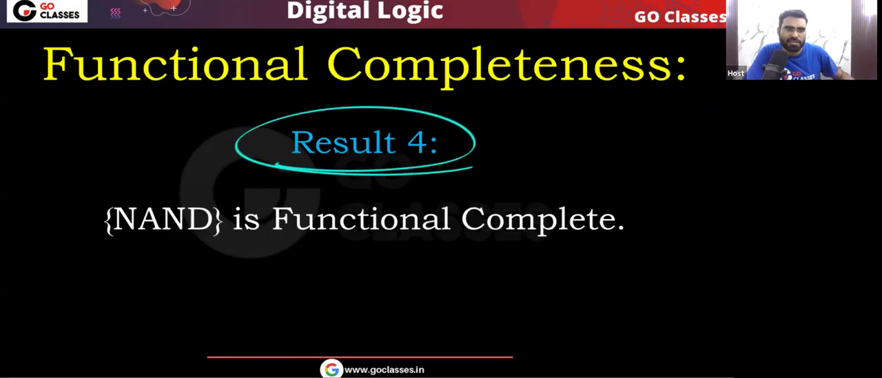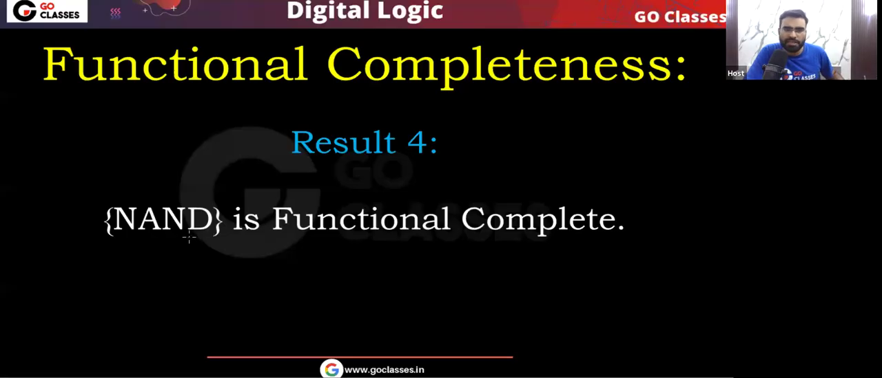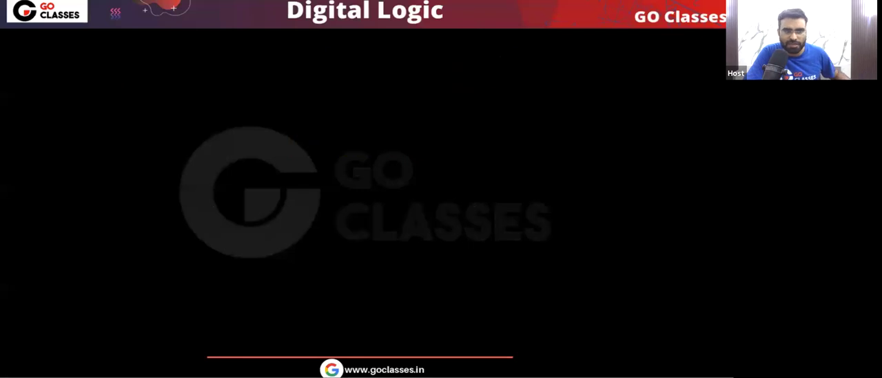Now our next result, that is NAND operation is functionally complete. Means you don't need anything else. Only this single operation is enough to express any Boolean function. If you give me any Boolean function, then I can write expression of that Boolean function only using this operation. I don't need anything else. So this NAND itself is functionally complete. What is NAND, that you already know. Let's see the NAND operation.